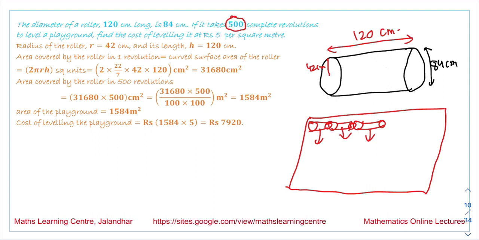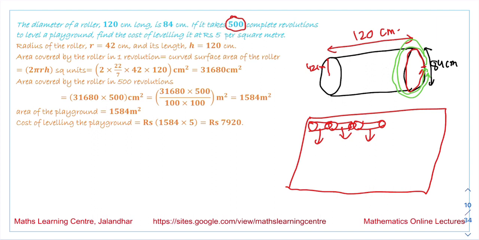We have to find the cost of leveling it at rupees 5 per square meter. It is given that it makes 500 complete revolutions. Complete revolution means that if we start rolling it from this point, it will revolve. This is one revolution. Then again it will move like this, this will be the second revolution. Then again it will move like this, it will be the third revolution. So 500 revolutions it will take to completely cover this area.